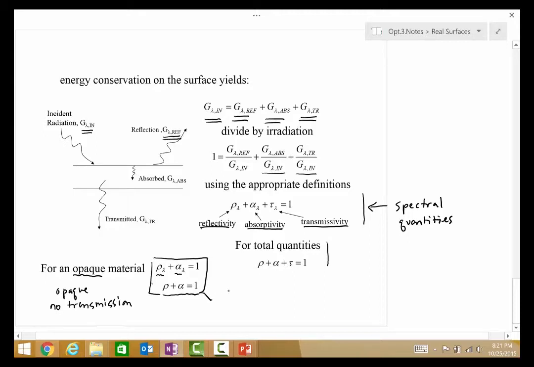And so what we're going to do next is talk about so-called Kirchoff's law, which helps us understand the overall issues associated with statements about the absorptivity, reflectivity, and the emissivity. So that it helps us understand these relationships.